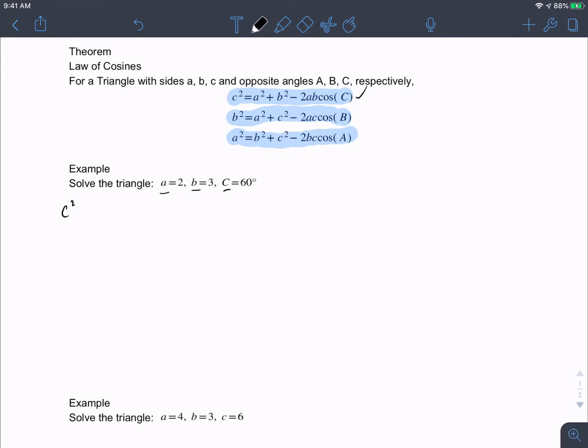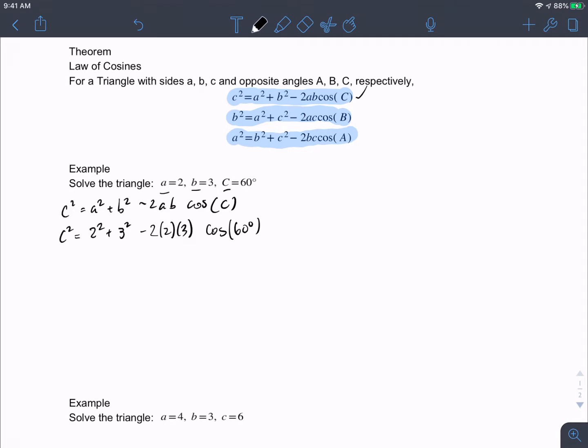So C squared is equal to A squared plus B squared minus 2AB cosine of angle C. And so I'm going to get C squared is equal to 2 squared plus 3 squared minus 2 times 2 times 3 cosine of 60 degrees. Now, since we're talking about degrees, we should have our calculator in degrees and not radians. That's going to be important.